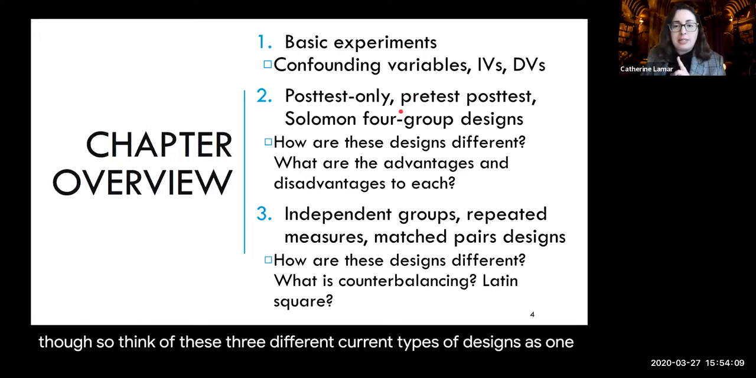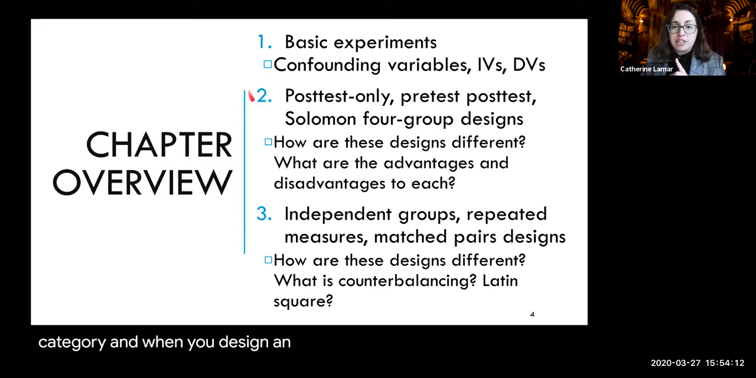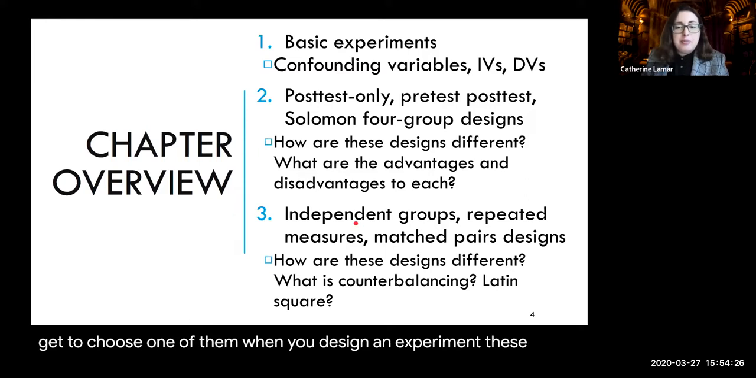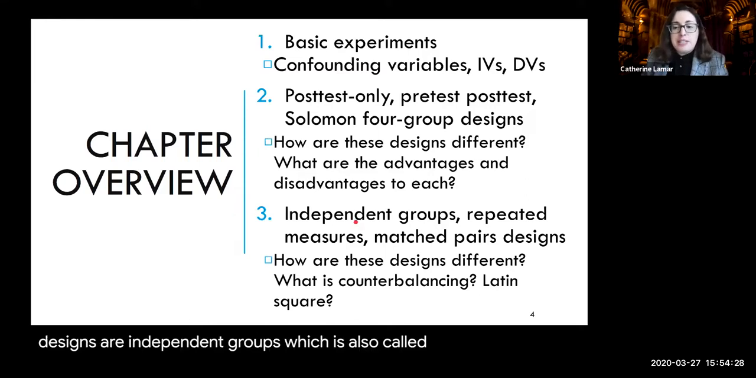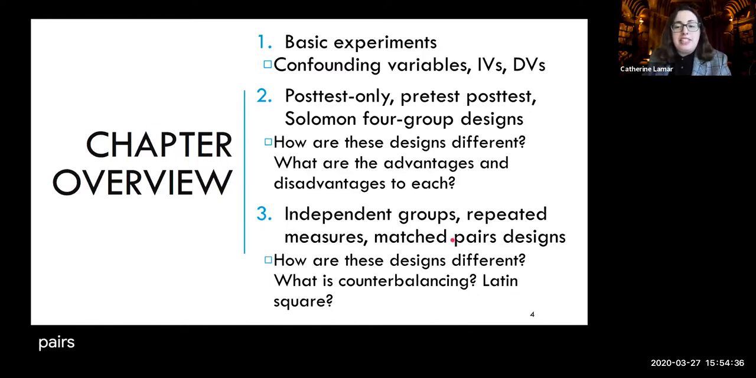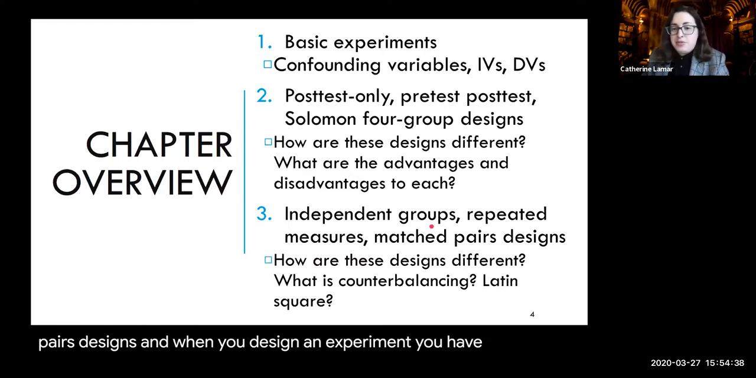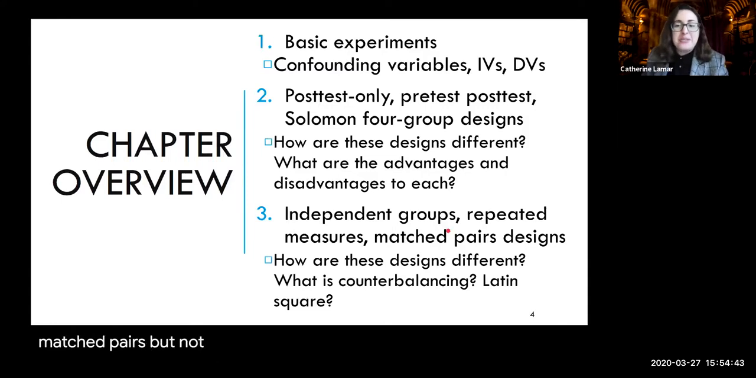And when you design an experiment, you get to choose one thing from category 2. The same kind of logic applies for point 3 here, or category 3. There's 3 different types of designs in this, and you get to choose one of them when you design an experiment. These designs are independent groups, which is also called between groups, repeated measures, which is also called within groups, and then matched pairs designs. When you design an experiment, you have to decide, do you want it to be independent groups, repeated measures, or matched pairs, but not multiple of those things. You only get to choose one.